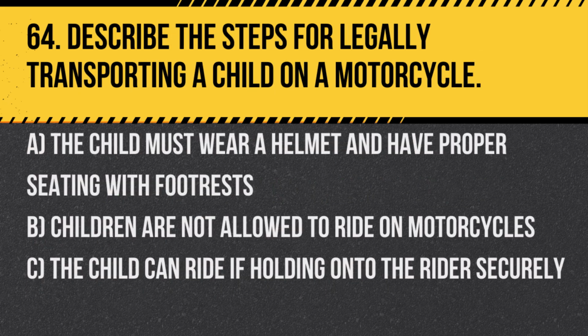Question 64. Describe the steps for legally transporting a child on a motorcycle. A. The child must wear a helmet and have proper seating with footrests. B. Children are not allowed to ride on motorcycles. C. The child can ride if holding onto the rider securely.